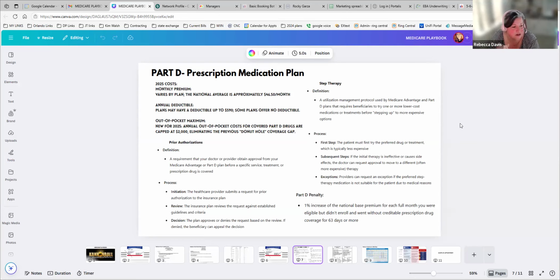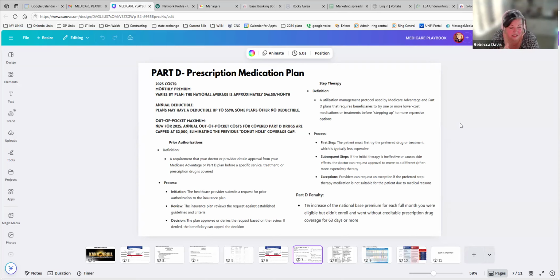Out-of-pocket maximum for 2025, like I said, the donut hole has gone away. So there is a true out-of-pocket maximum now, which is $2,000. Now, the medication does have to be on formulary and part of the plan for it to count. If you have a medication that's not on formulary, then that doesn't go towards your $2,000. Now, you could apply for an exception. And I've seen that go through many times with a carrier, depending on why. But they have to approve it.